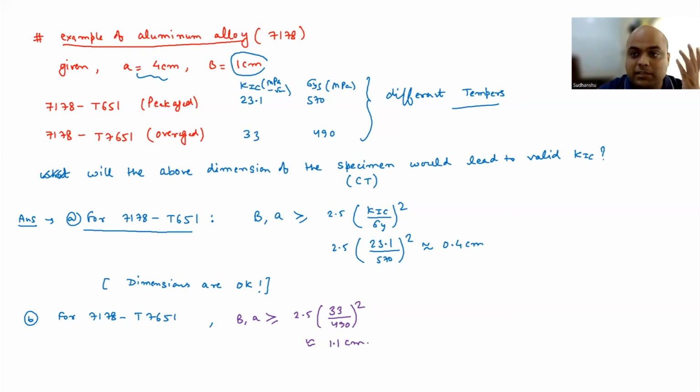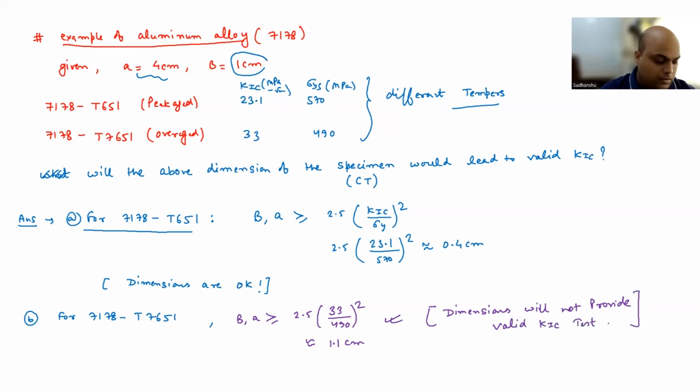Very good. It is greater than 1.1 centimeter. But see B, the dimension is only 1 centimeter. If the test has to be valid, B has to be greater than or equal to 1.1 centimeter. So the criterion for B is not getting satisfied in this case, right? In the second alloy, T7651, the dimensions are not okay. Our dimensions will not provide a valid K1C test. Okay. So this is another example of the requirement of dimensions for a K1C test to be valid. Okay. Let's do one more.